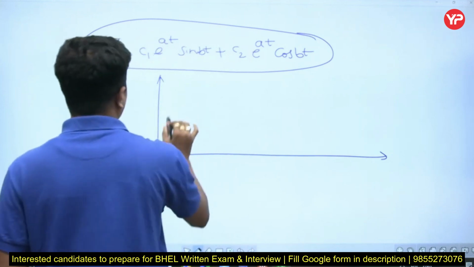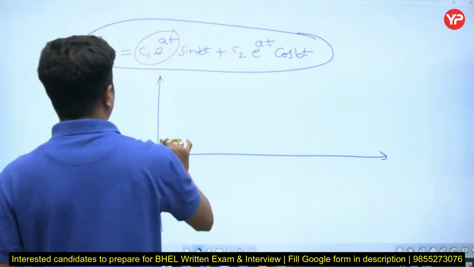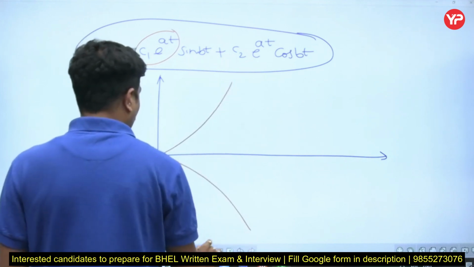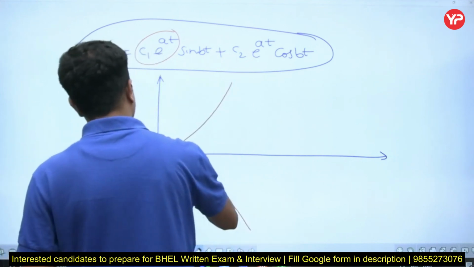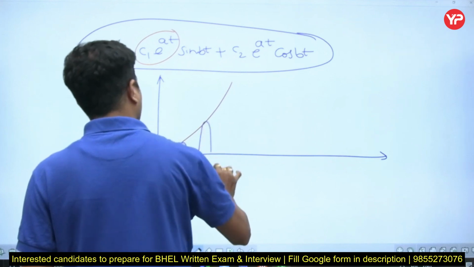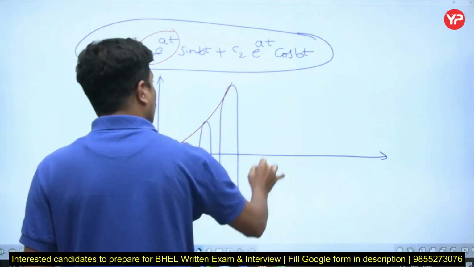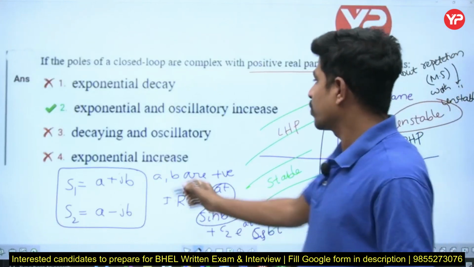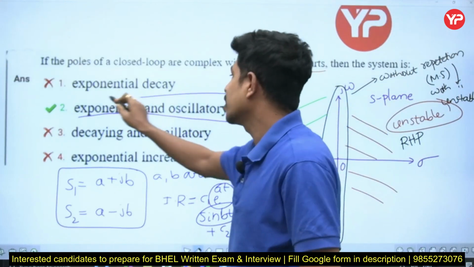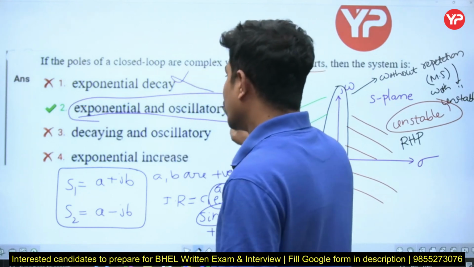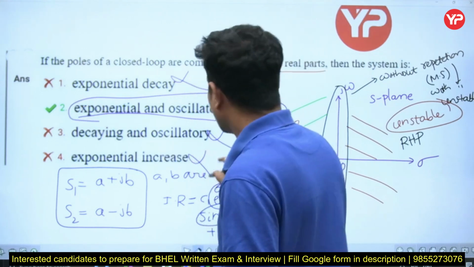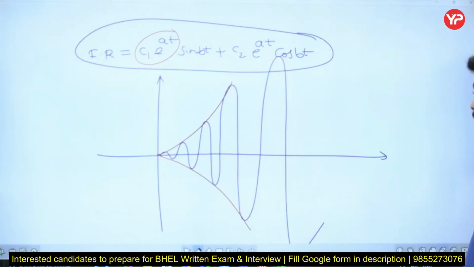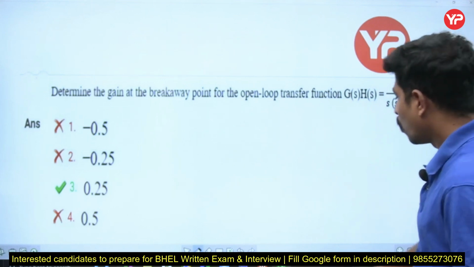Now if you try to draw this one, this A is positive, so this is exponentially increasing. Exponential increment will be this way in both directions. Now these are the oscillations. This way oscillations keep increasing without bounds. This is exponential and oscillatory. Which option is suitable? Exponential and oscillatory increase, right? Exponential decay, no. Decaying and oscillatory, no. Exponential increase, no. It is exponential and oscillatory increase, right? Let's go to the next question, please. What is he saying?